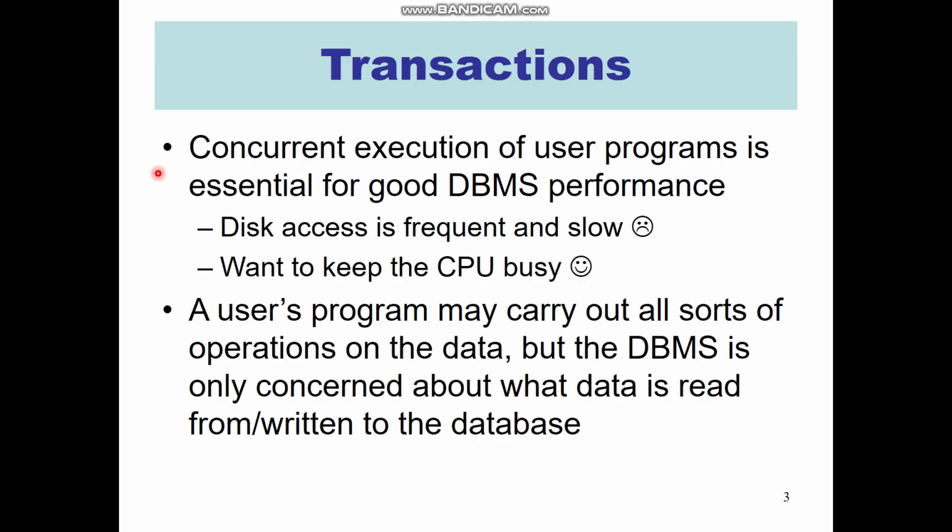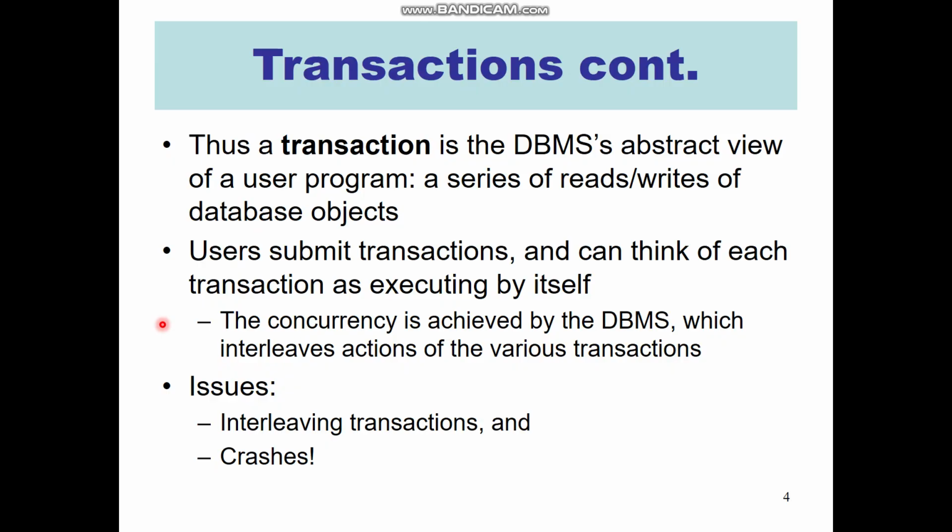Basically, concurrent execution of user programs is essential for good DBMS performance. You have to run multiple transactions at one time, and a user may carry out all sorts of operations on the data, but the DBMS is only concerned with what data is to be read from the database and what data is to be written into the database. Transaction issues arise when you are interleaving transactions, like when multiple people are using ATMs for their cash transactions or transfer transactions. Multiple transactions are happening at once. So how do you manage those, and what happens if the server crashes?